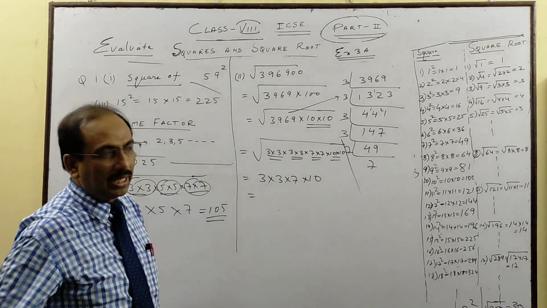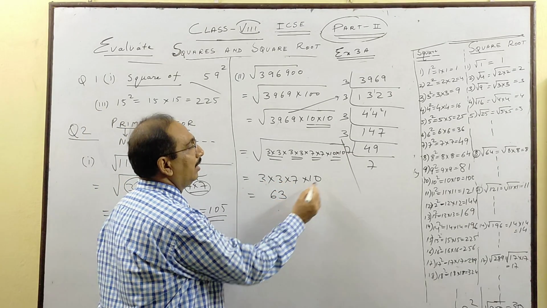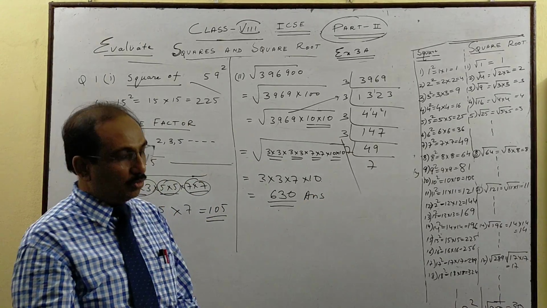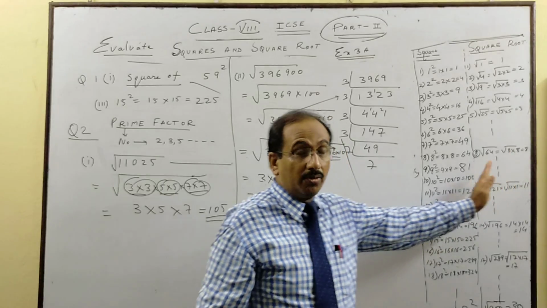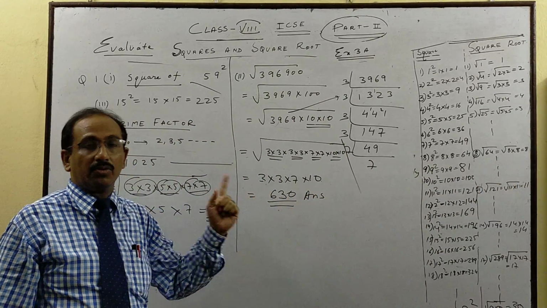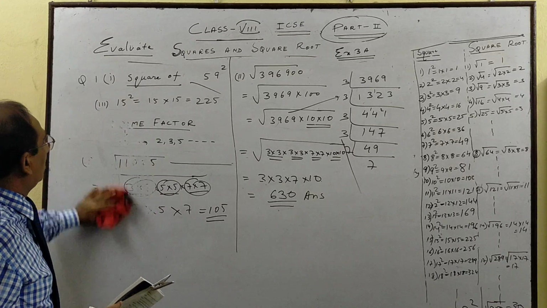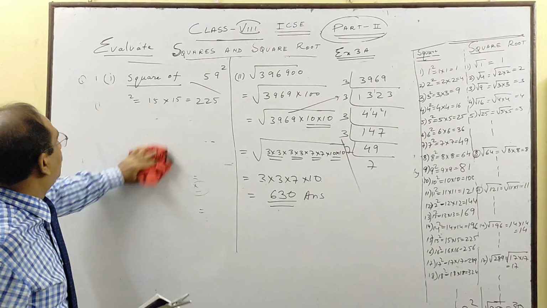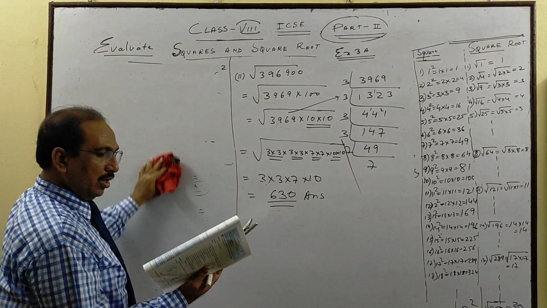Now you can multiply. 3 3s are 9. 9 7s are 63 and 1 0. This is your answer. And one more thing, as I told you, please learn the square of the number. Root automatically will remember. And again, as I am telling you, if you want to be good in maths, you have to know table up to at least 15 and better learn table up to 20.